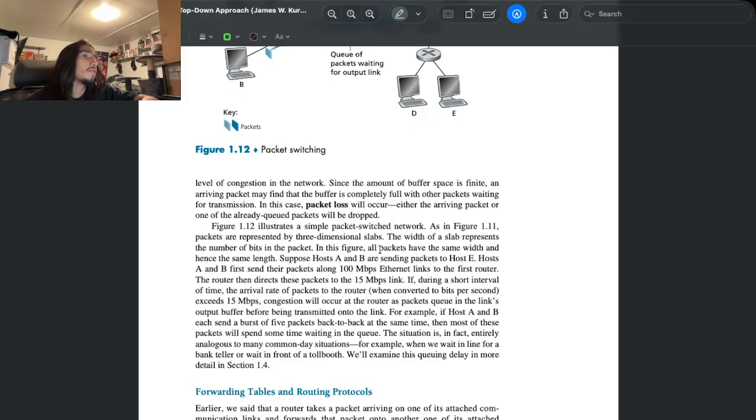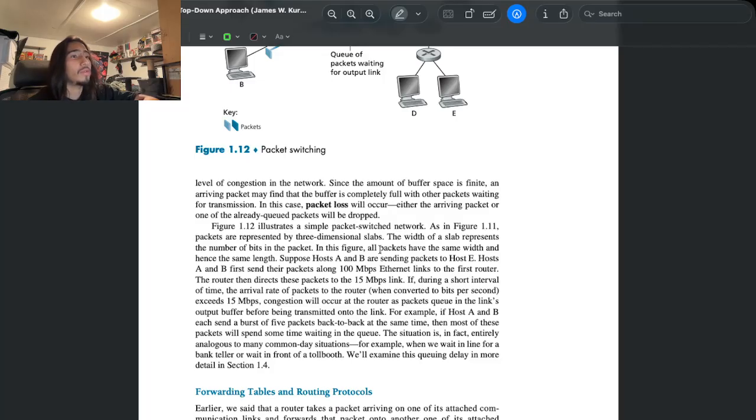Figure 1.12 illustrates a simple packet-switched network. As in Figure 1.11, packets are represented by three-dimensional slabs. The width of a slab represents the number of bits in the packet. In this figure, all packets have the same width and hence the same length. Suppose hosts A and B are sending packets to host E. Hosts A and B first send their packets along 100 Mbps Ethernet links to the first router. The router then directs these packets to the 15 Mbps link.